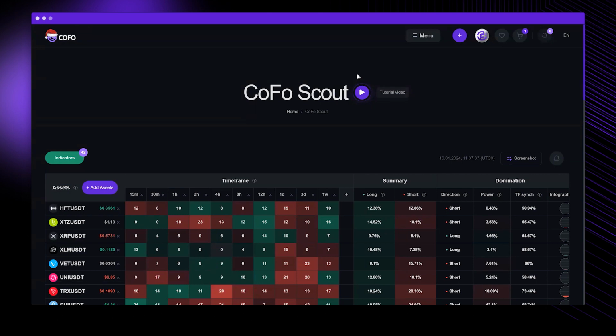Hello traders! In our review for today, we will delve into the capabilities of the CoFo Scout tool on the innovative CoFo Live platform and provide you with an in-depth analysis of its features and benefits. We are currently exploring how to maximize the potential of this tool for day trading, identifying the features that will help you stay ahead of the market and analyzing the strategies that you can utilize using this unique and powerful tool. Prepare your notes, get ready for new knowledge.